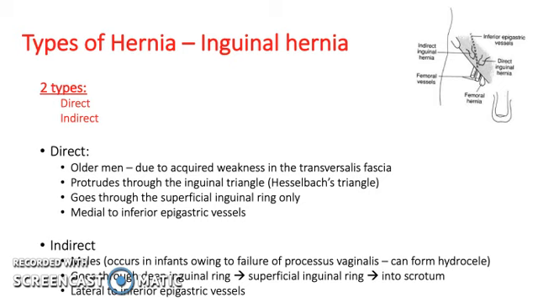It protrudes through the inguinal triangle and grows through the superficial inguinal ring only, and it's medial to the inferior epigastric vessels. However, for an indirect, for males, it occurs in infants owing to failure of processus vaginalis and can form a hydrocele. It goes through the deep inguinal ring, then through the superficial, and then into the scrotum. And it is lateral to the inferior epigastric vessels.